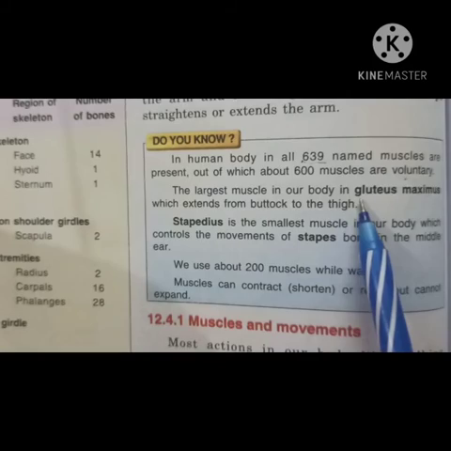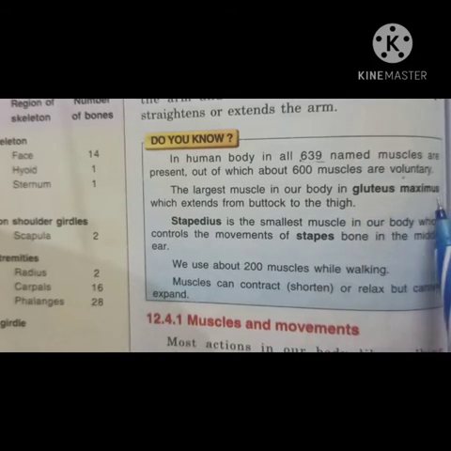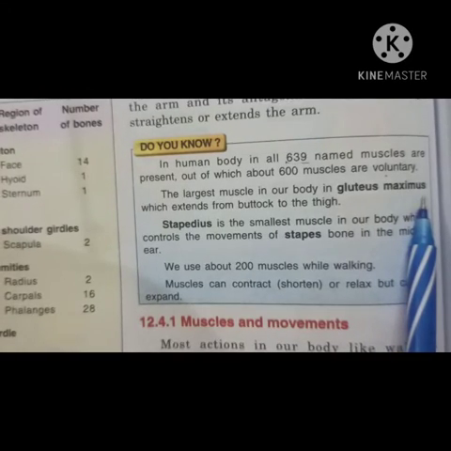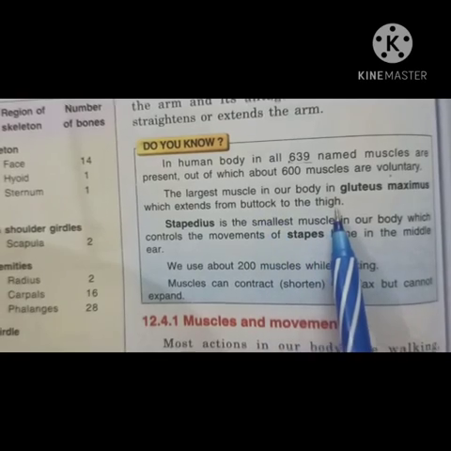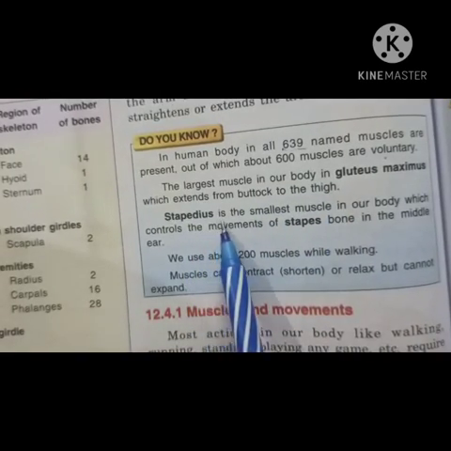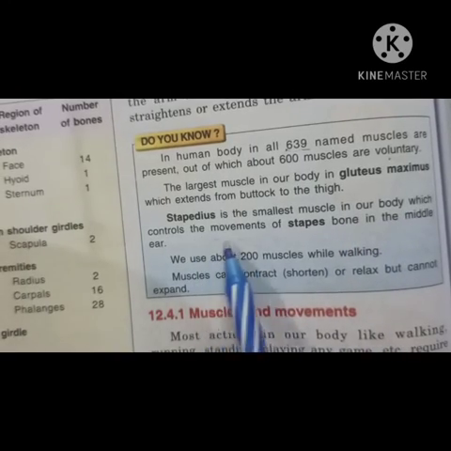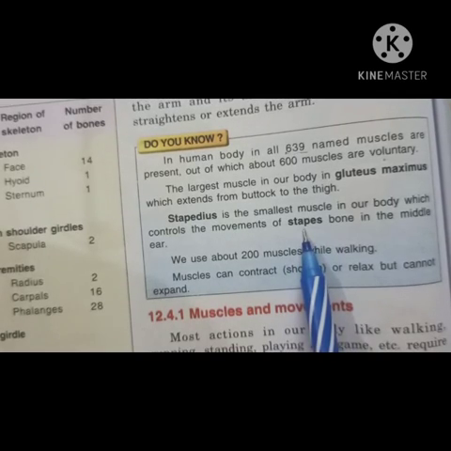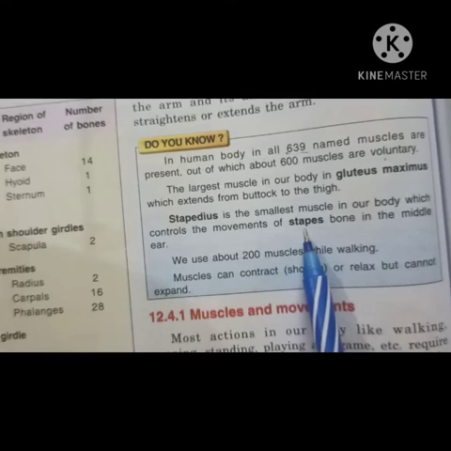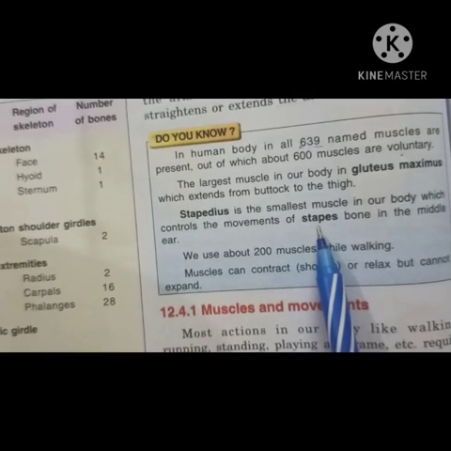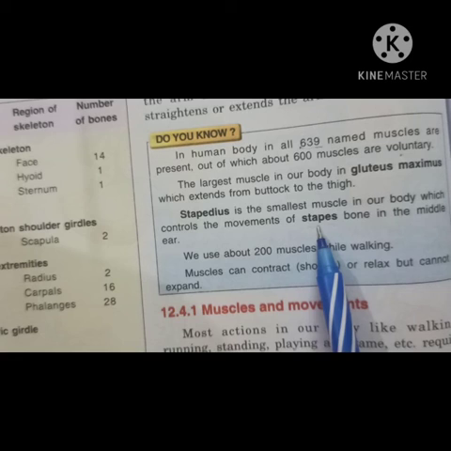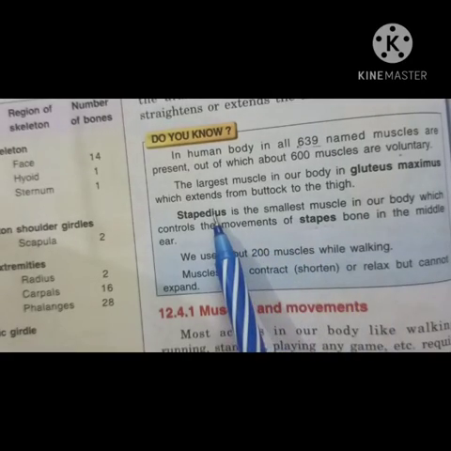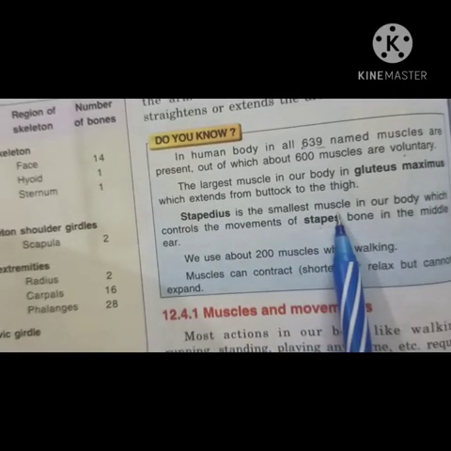Which one is the largest muscle in our body? That is your gluteus maximus, the largest muscle in our body, which extends from the buttock to the thigh, right? Next is your stapedius, the smallest muscle in our body, which controls the movement of the stapes bone in the middle ear. Stapes is the smallest bone in our body, present in your middle ear. You have read about ear ossicles. These are three bones: malleus, incus and stapes. Stapes is the smallest bone, and stapedius is the smallest muscle in our body.